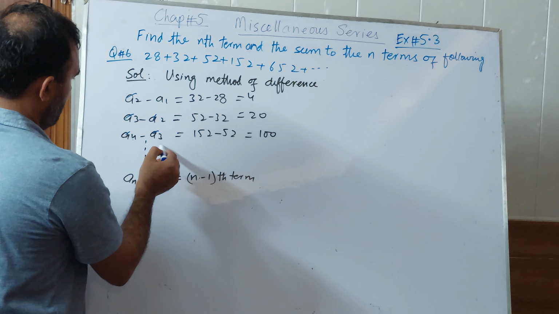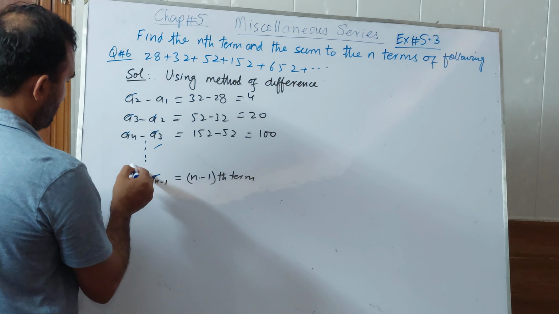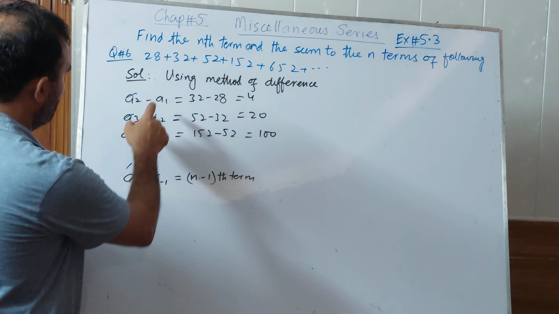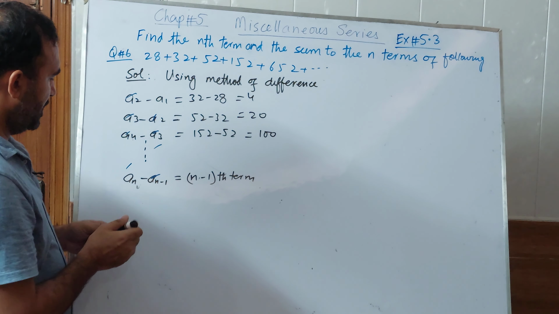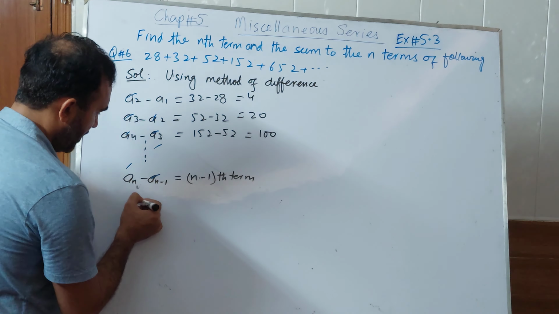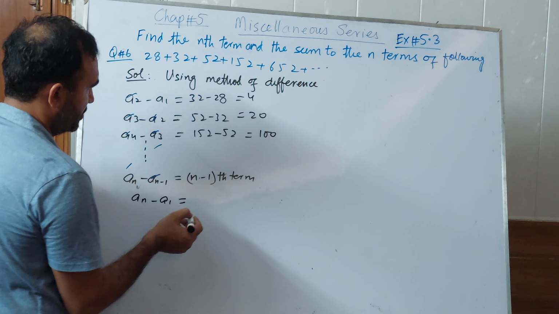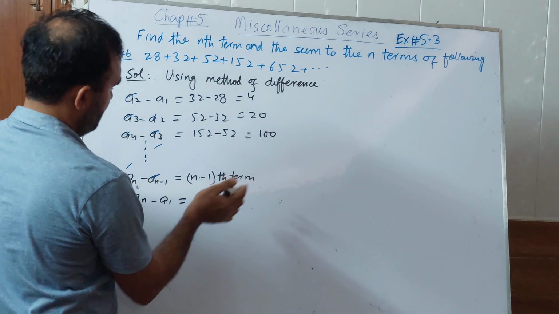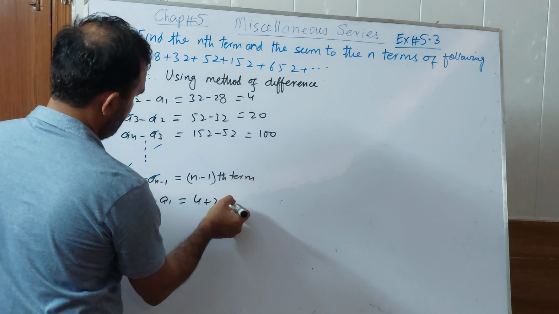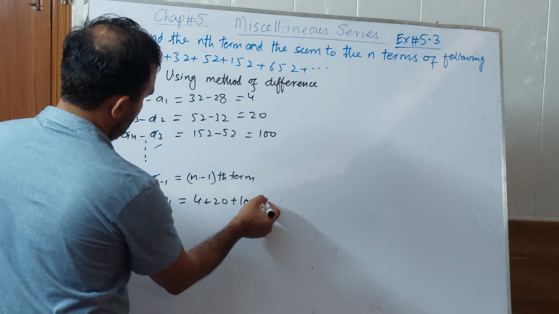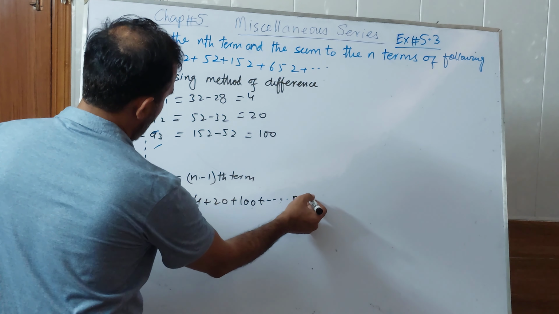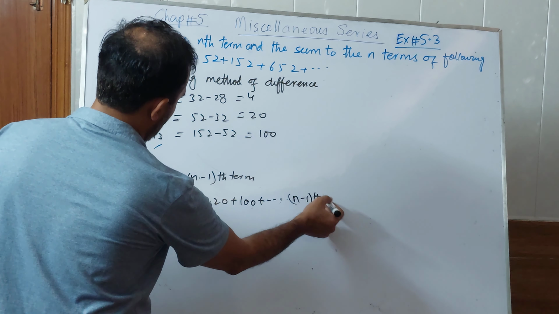ये जो a4 है यहाँ एक टर्म के साथ कैंसिल हो जाएगा और ये यहाँ पे एक टर्म के साथ कैंसिल हो जाएगा. आखिर में आपके पास a1 और ये रह जाएगा an. तो an minus a1 is equal to, ये हमारे पास इसका सम आ जाएगा 4 प्लस 20 प्लस 100 प्लस and so on, up to n minus 1 terms.